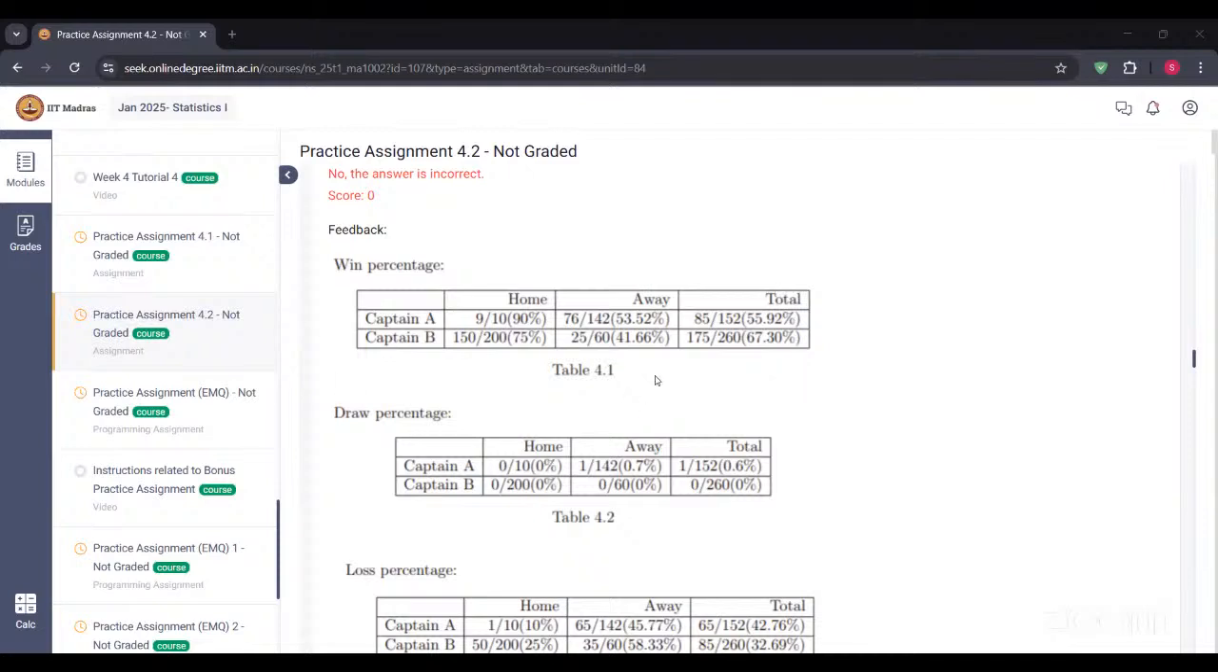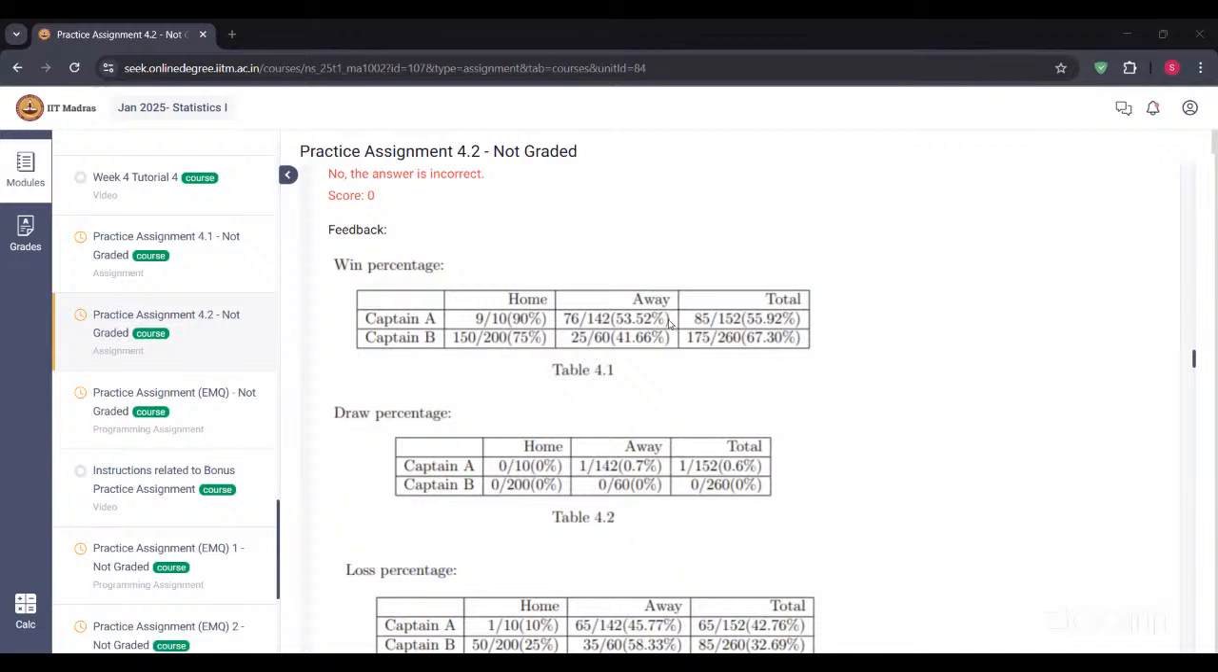Now if you see the winning percentage here, for home and away, Captain A is having the highest winning percentage, right? And in Captain B it's lower, 75 and 41%. So basically, if you see separately in different groups, home and away, Captain A has the higher winning percentage. But if you see the total column, we see that Captain B has the highest winning percentage. You getting my point? So this is the Simpson paradox.